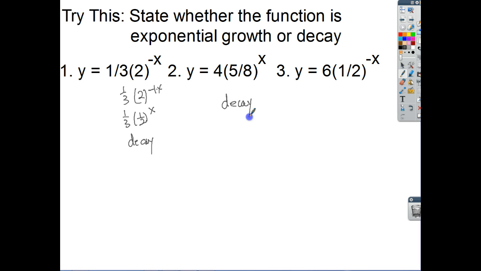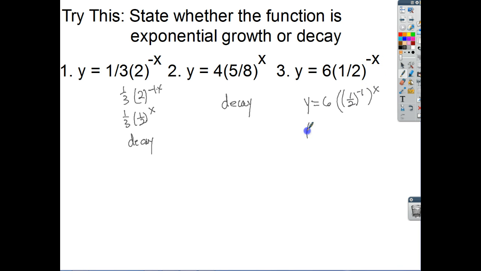This is a decay. And we have another negative here, so really this one is going to turn out to be growth, and let me show you. What's 1/2 to the negative 1 and then raised to the x? Power raised to a power, we would multiply these and we would get negative x.